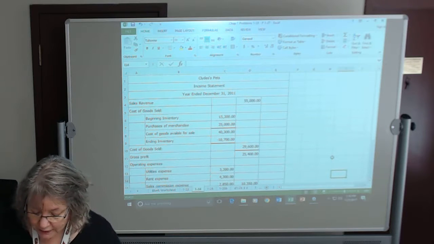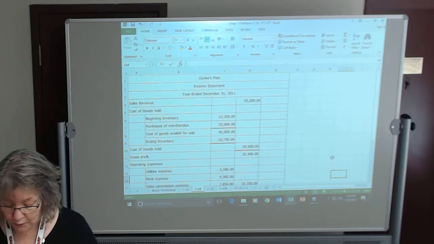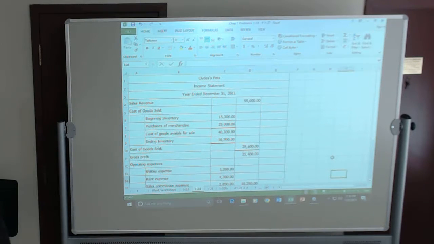We're going to prepare an income statement for the merchandiser for the year end. So we always start with revenue. The name of the company, it's an income statement, it's the year end, December 31st, 2011. Nine times out of ten, this is what a bank asks for. I want your year end income statement and your year end balance sheet.